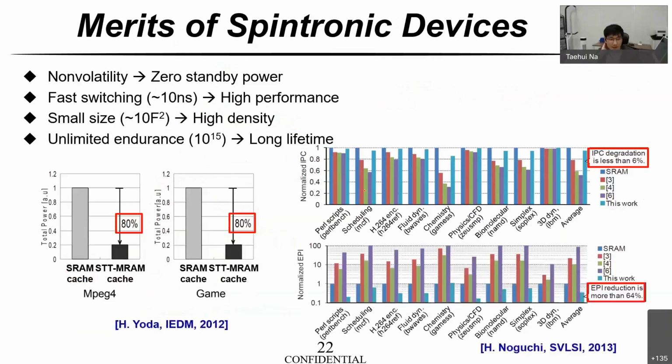There are several merits: non-volatility, fast switching, small size, and unlimited endurance, but I will skip these. At the system level, if the SRAM cache is replaced with the STT-MRAM cache, these two papers have shown that 80% power can be saved, or 64% energy can be saved, with negligible performance degradation.